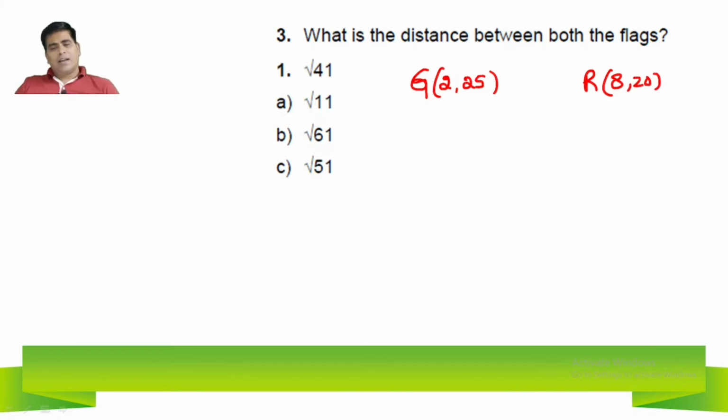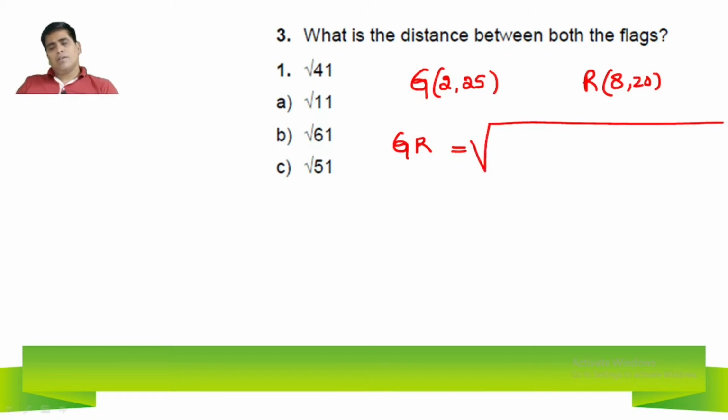So second lane, 1/4 of the total distance. Red flag is 8th lane, 1/5 of the total distance. So we know the position of the two flags. Now we want to find out the distance GR. Distance between these 2 points is GR. How to get that one?